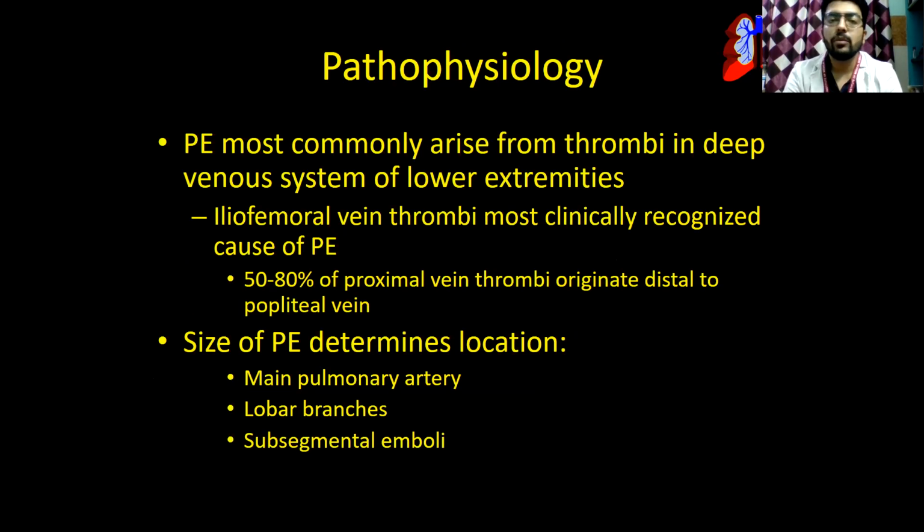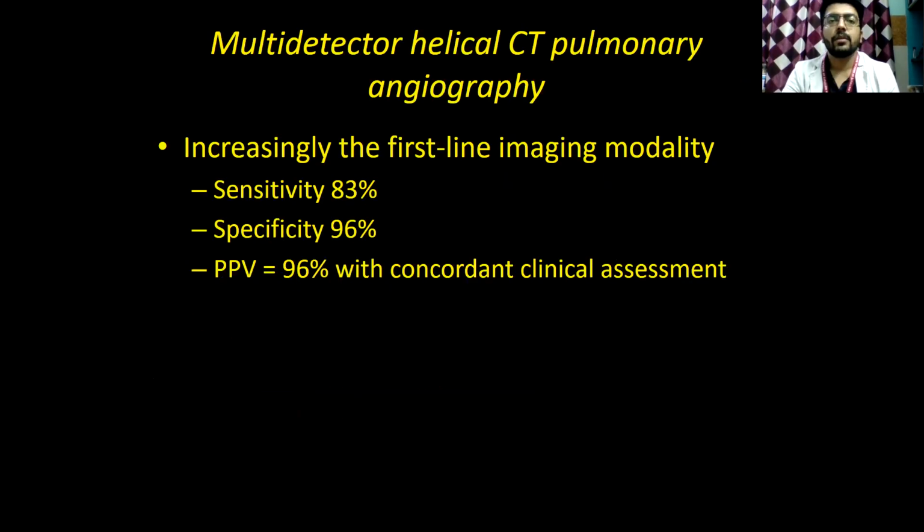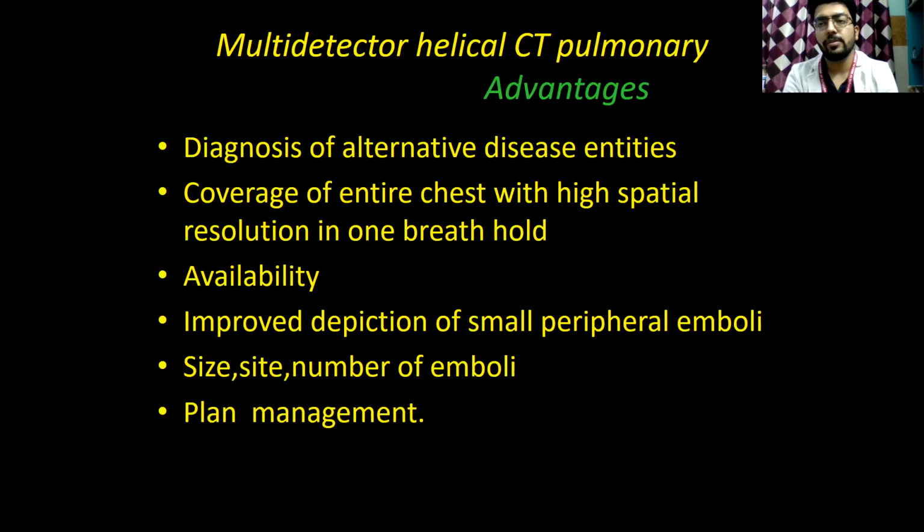Pathophysiology: PE most commonly arises from thrombi in the deep venous system of the lower extremities. Iliofemoral vein thrombi are the most clinically recognized cause of PE. 50 to 80% of proximal vein thrombi originate distal to the popliteal vein. The size of the pulmonary embolism determines its location: the main pulmonary artery, lobar branches, or subsegmental emboli. Multi-detector helical CT pulmonary angiography is increasingly the first line imaging modality and carries 96% specificity and 96% positive predictive value.